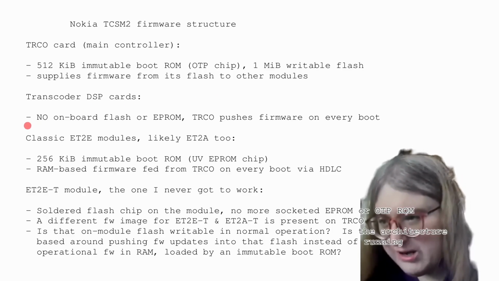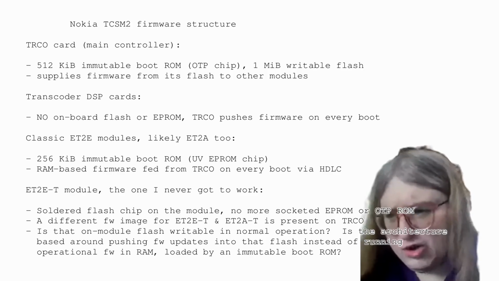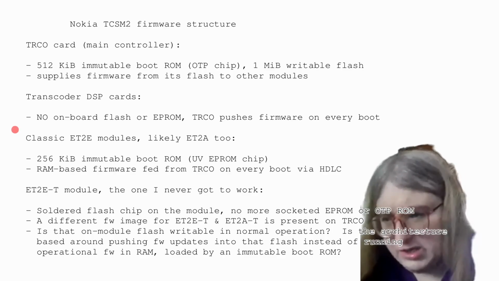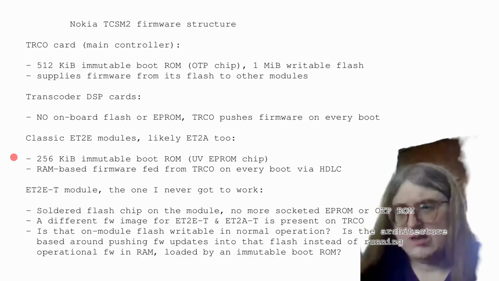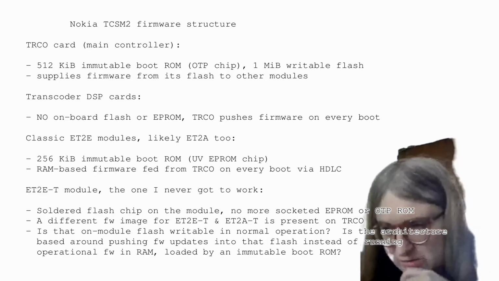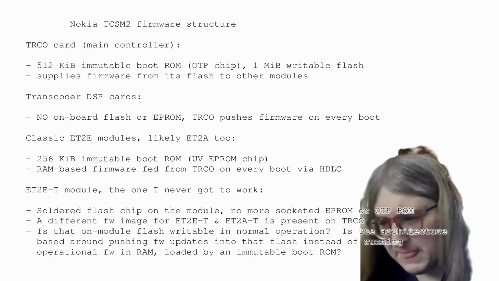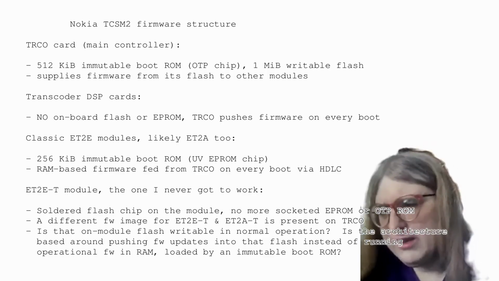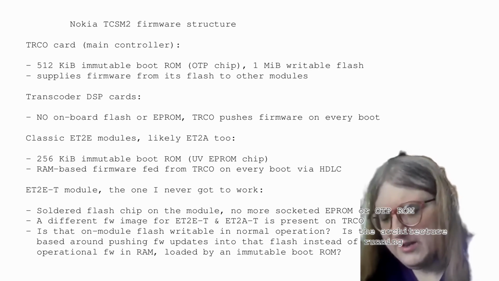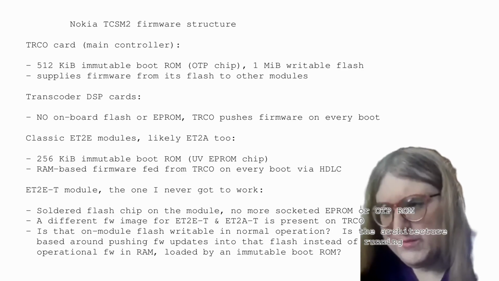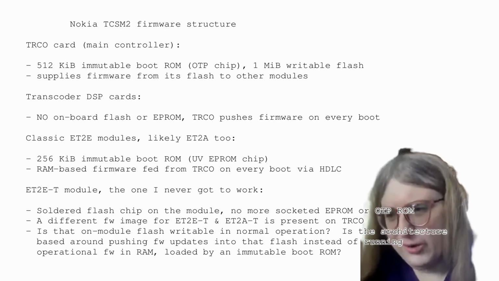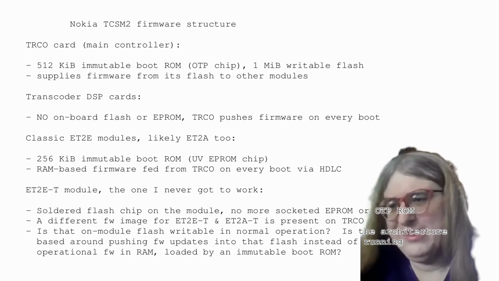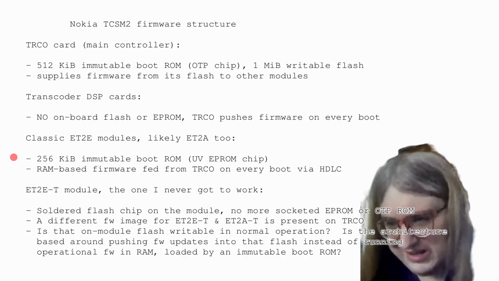But then the transcoder cards, there is no onboard flash, no onboard EEPROM, nothing. They get the firmware on boot across the backplane from TRCO every boot. But then, the ET2E, the ones that I was struggling with, this is a part I knew even before I got the module in my hand. When I was looking at it on the seller's website, they have a really low resolution picture of it. But even in that low resolution photo, I could see that there is a traditional socketed UV EPROM on there. And that's how I knew, okay, this is a traditional architecture.